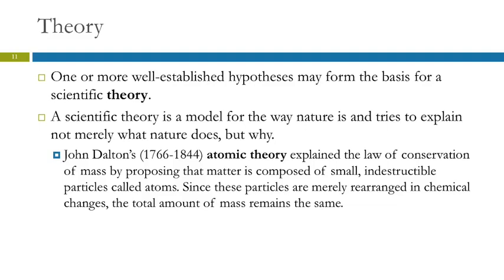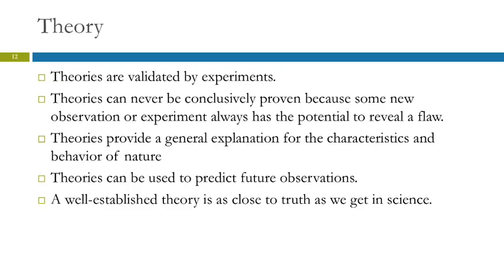But back to Lavoisier's burning things in closed containers. John Dalton, a little bit later, developed a theory to explain the law of conservation of mass. It's called the atomic theory. It says that matter is composed of small indestructible particles called atoms, and since those particles are just rearranged in chemical changes, then the total mass must remain constant. So this takes the law that says what happens and explains why. So laws say what happens, theories say why. Theories are also tested.